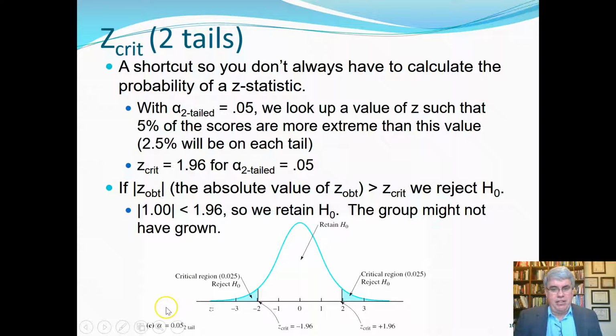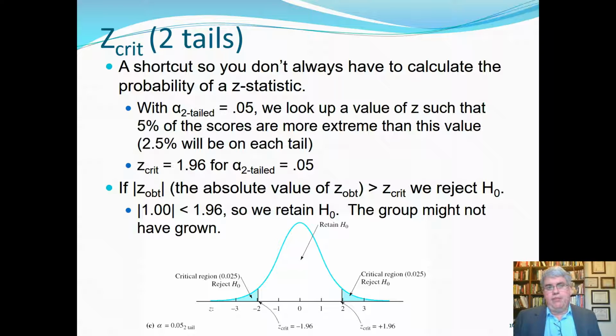That'll be the rejection region. So 2.5% of the scores will be here, and 2.5% of the scores will be there. And it turns out the value for Z for this is 1.96 and minus 1.96. So we say that the critical value of Z, or Z crit, is 1.96 for a two-tailed test when alpha equals 0.05.